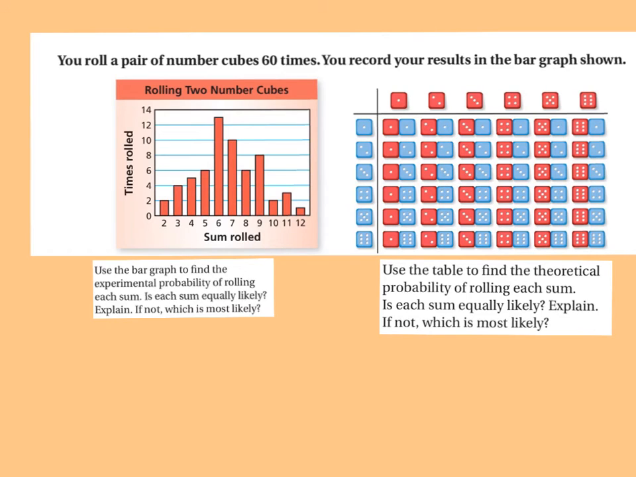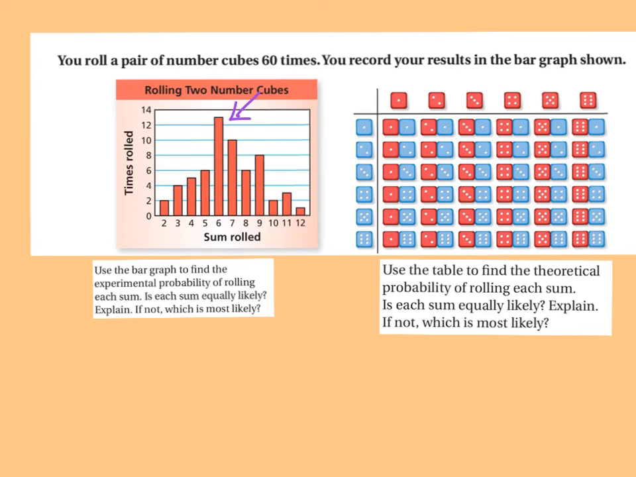Here's just another example to look at, comparing the results from an actual experiment. So rolling 2 number cubes over here. So this bar graph shows all of the sums that were rolled when rolling 2 number cubes in an actual experiment. And then over here, this table shows the possible combinations for rolling 2 number cubes. And so I'm just going to focus on a couple of these. So if we look at our experimental probability, it shows right here that 6 was rolled the most frequently. That was the most frequent sum.